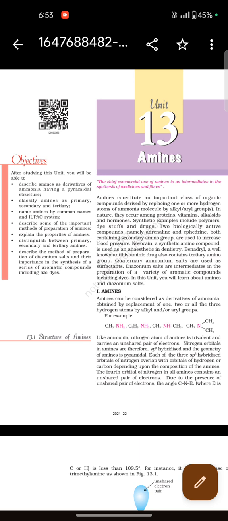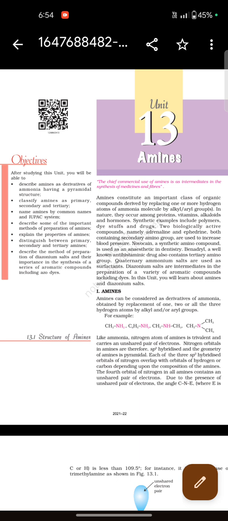Two biologically active compounds, namely adrenaline and ephedrine, both containing secondary amino groups, are used to increase blood pressure. Novocaine, a synthetic amino compound, is used as an anesthetic in dentistry. Benadryl, a well-known antihistaminic drug, also contains a tertiary amino group.